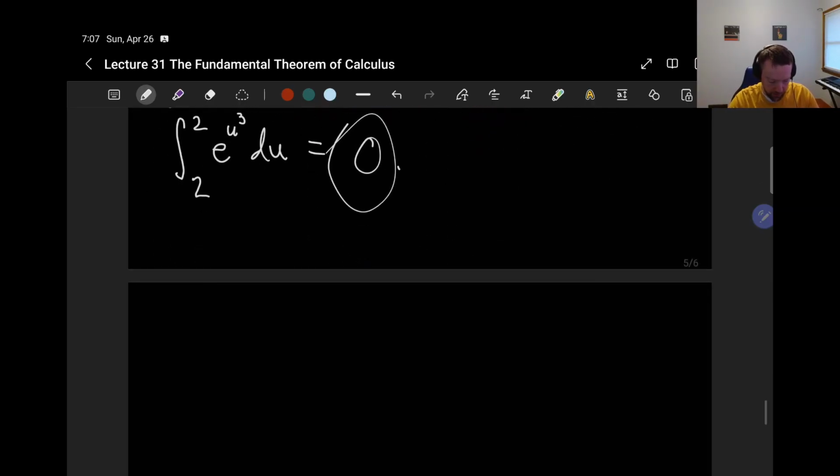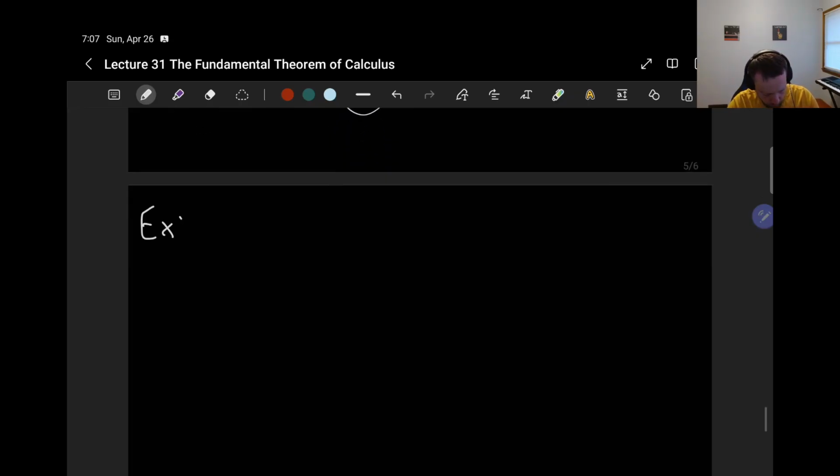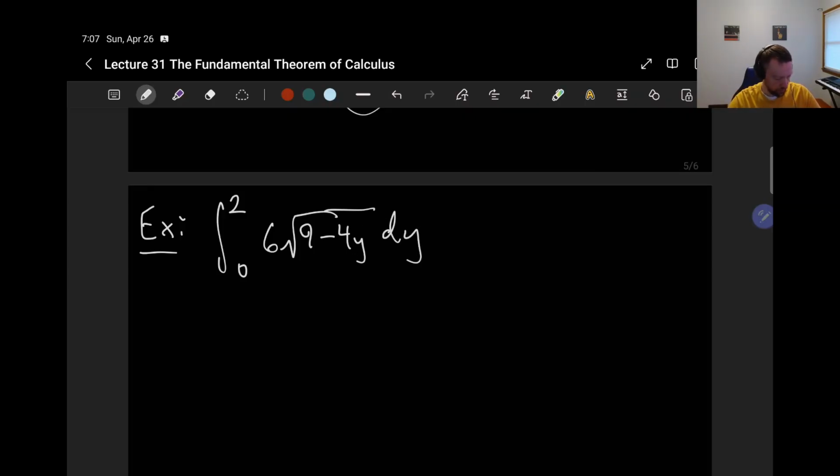Let's do one more involving the square root. The integral from 0 to 2 of 6 times the square root of 9 minus 4y dy. It would be great to use substitution on this because we have a little bit of a complex expression within a square root. So let's make u = 9 minus 4y and see if this works.